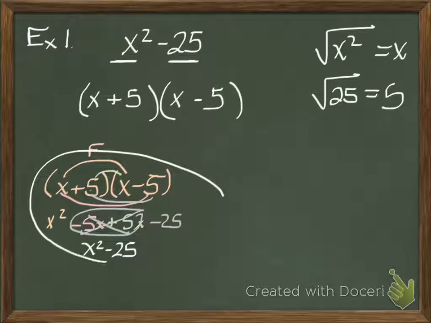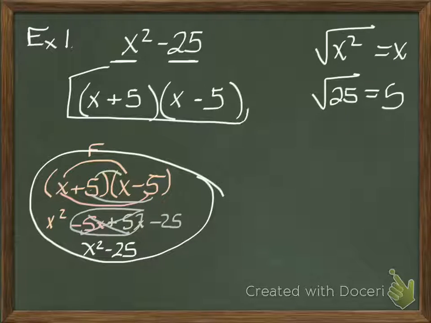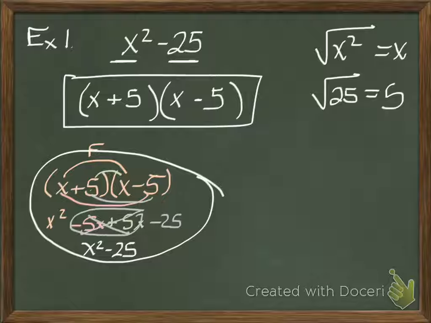Again, you don't have to show this work here. I just was trying to show you where it came from. The answer is just the factor of x plus 5 times the factor of x minus 5. So let's do another one.